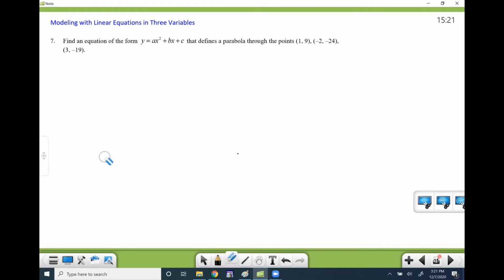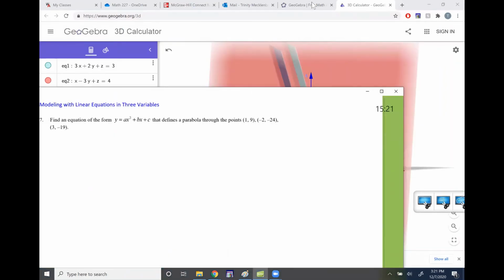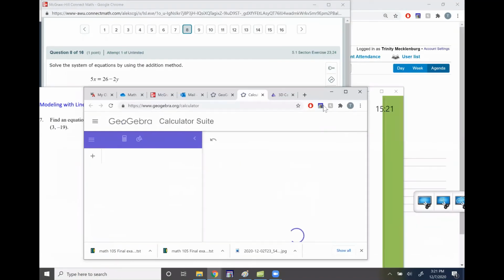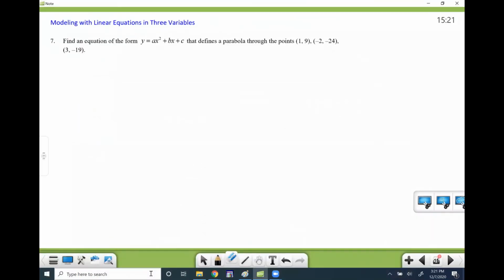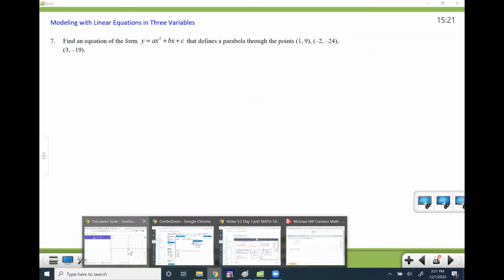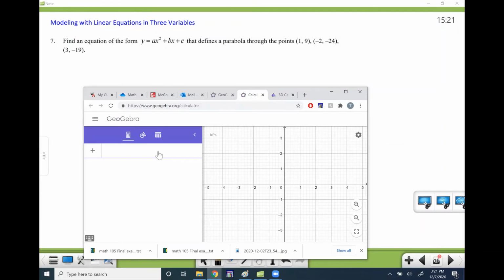So for example, they're giving us these 3 points. Let's graph them and take a peek at them. This would be in 2D. So let me just do the 2D. Let me go ahead and type those in and we can see what I'm talking about, how there's only one parabola. So 1, 9, negative 2, negative 24, and 3, negative 19.